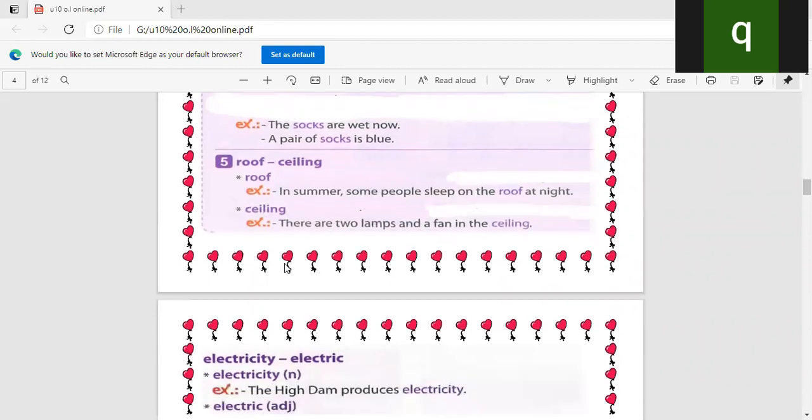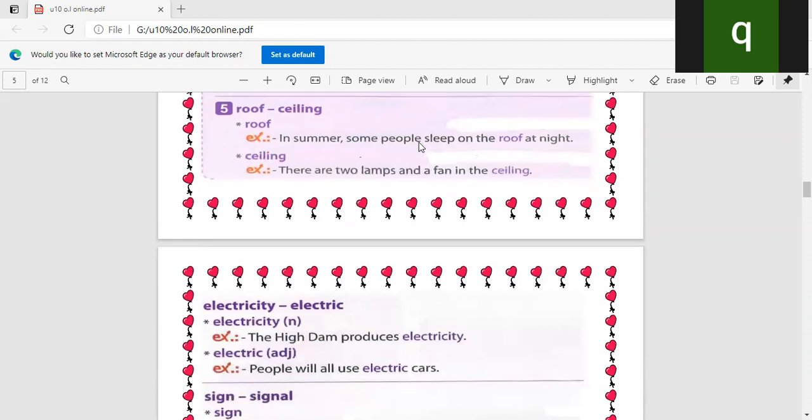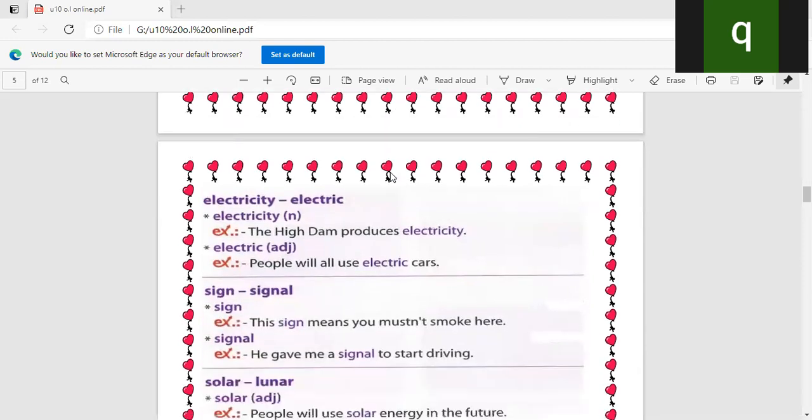Roof and ceiling. In summer, some people sleep on the roof at night, on the roof of the house or the building, because it's too hot in summer, so they sleep on the roof. Ceiling: there are two lamps and a fan in the ceiling of the home or the flat. We put the lamps and the fans in the ceiling.